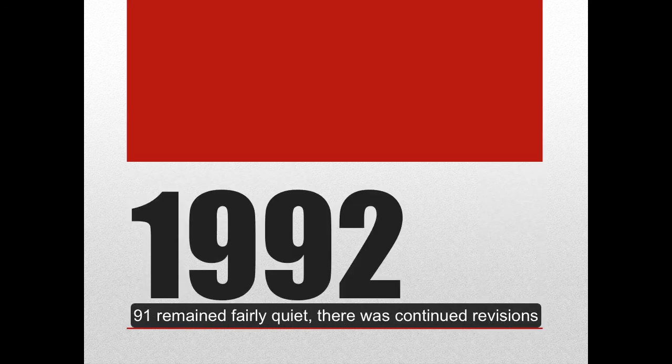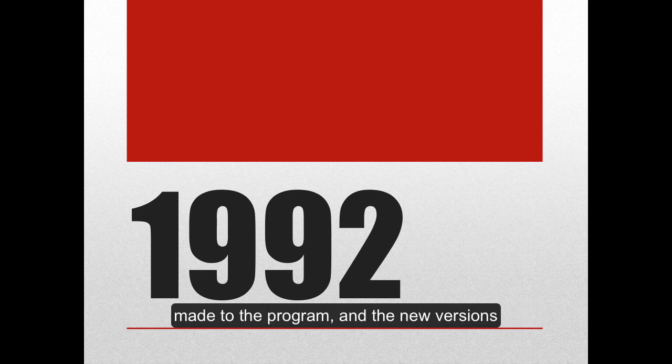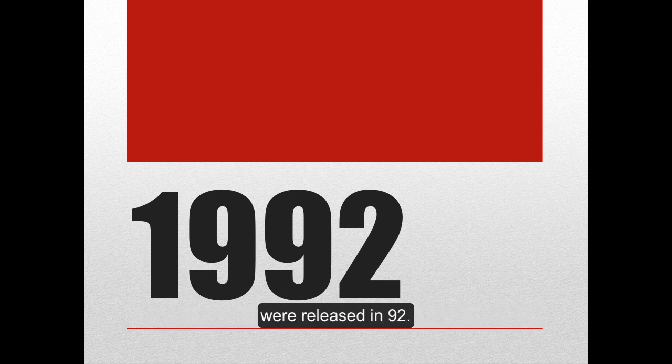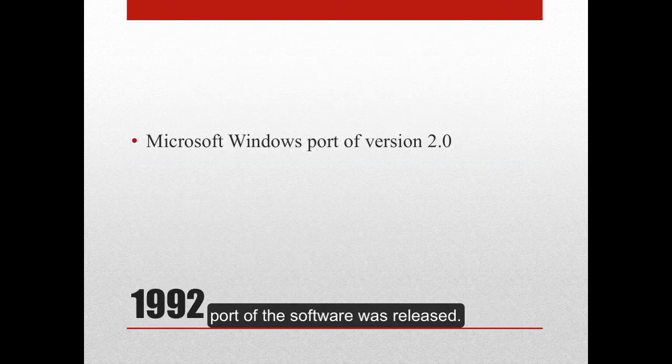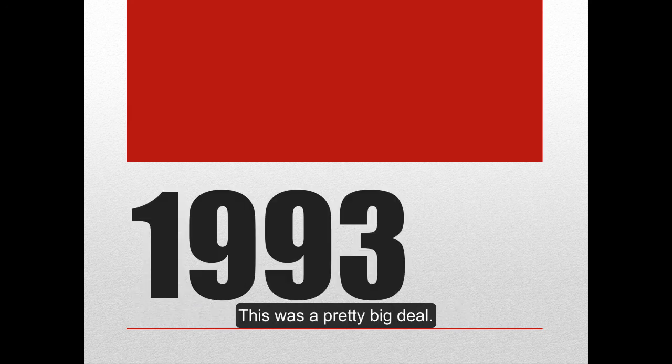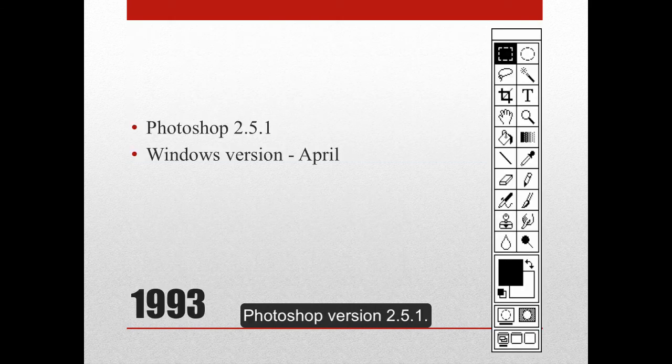91 remained fairly quiet. There was continued revisions made to the program, and the new versions were released in 92. In November of 92, actually a Microsoft Windows port of the software was released. This was a pretty big deal. Moving on to 93, we see Photoshop version 2.5.1. And it was one of the first apps to run native on a PowerPC chip. So that was, again, a really big deal to start this cross-platform.